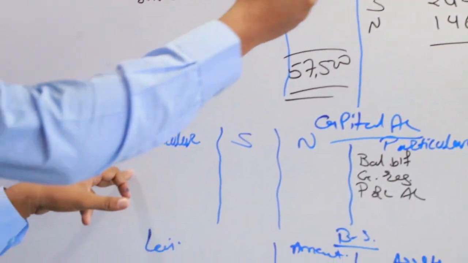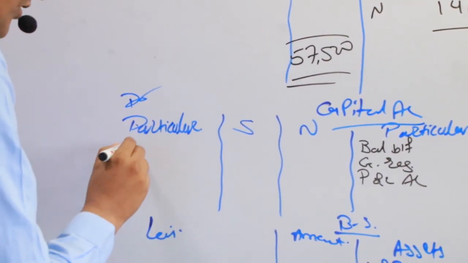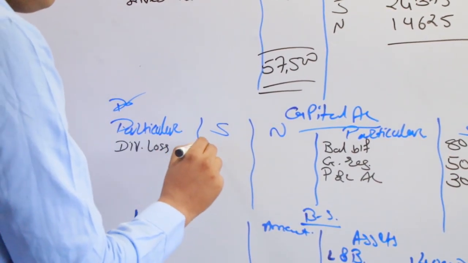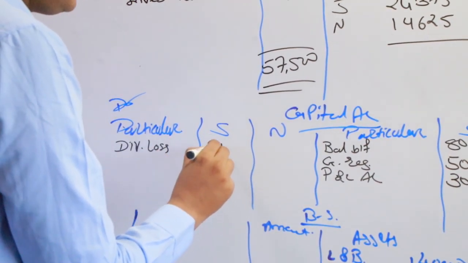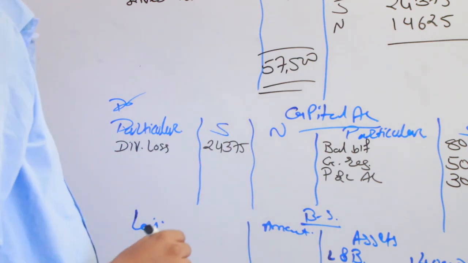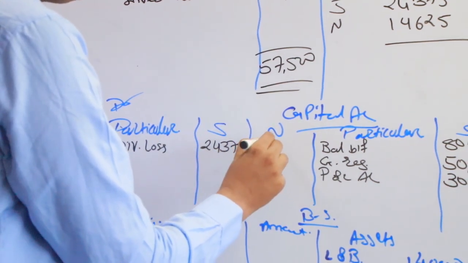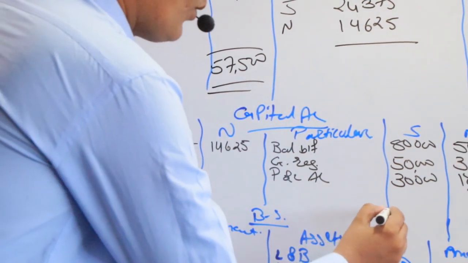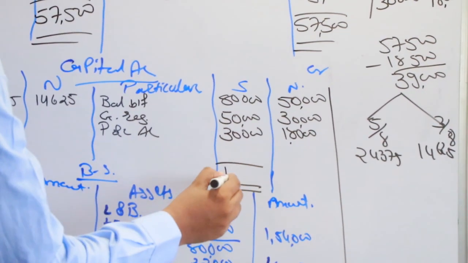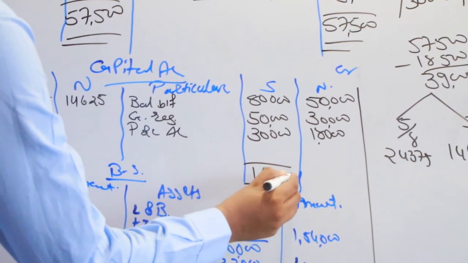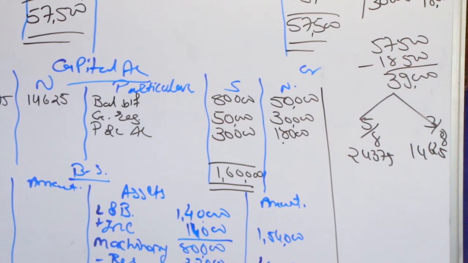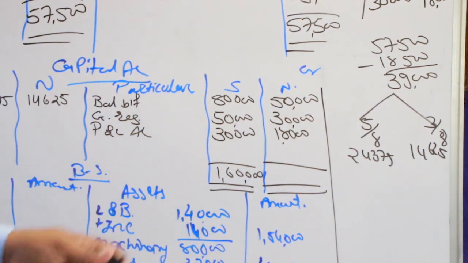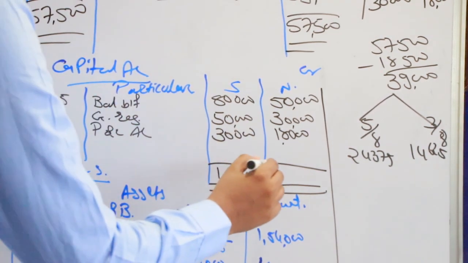Now, second entry of divisible loss: where are we going to record it? Cross entry in the capital account. So here we write divisible loss. For Sarjan it is 24,375, and for Nirmi it is 14,625 rupees. Now we close the capital account. Total of Sarjan's capital account is 1,60,000. For Nirmi, 50 plus 30, 80 plus 18, 98,000.